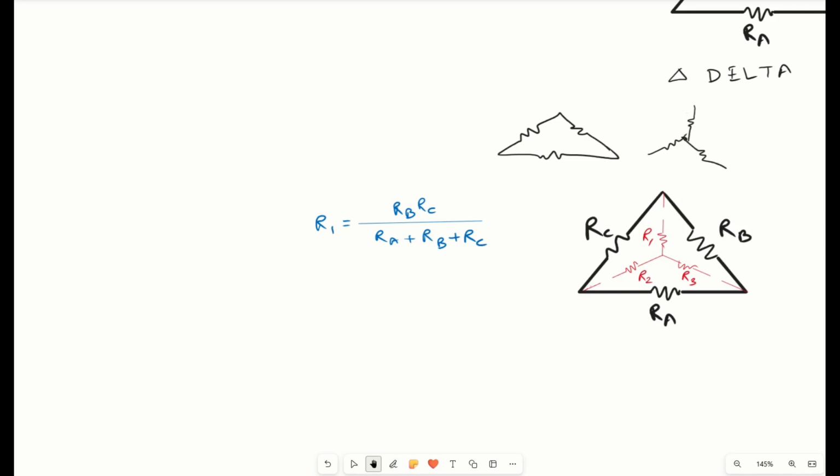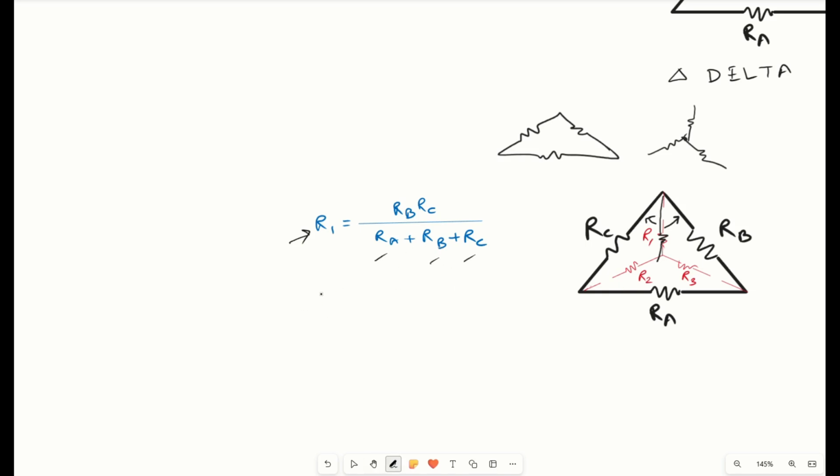The value of R1 is obtained by multiplication of Rb and Rc divided by Ra plus Rb plus Rc. If we see closely, this is your R1. So the value of R1 equals the multiplication of Rb and Rc. What are Rb and Rc? Those are the adjacent branches. So Rb and Rc divided by the total, that is, the addition Ra plus Rb plus Rc.